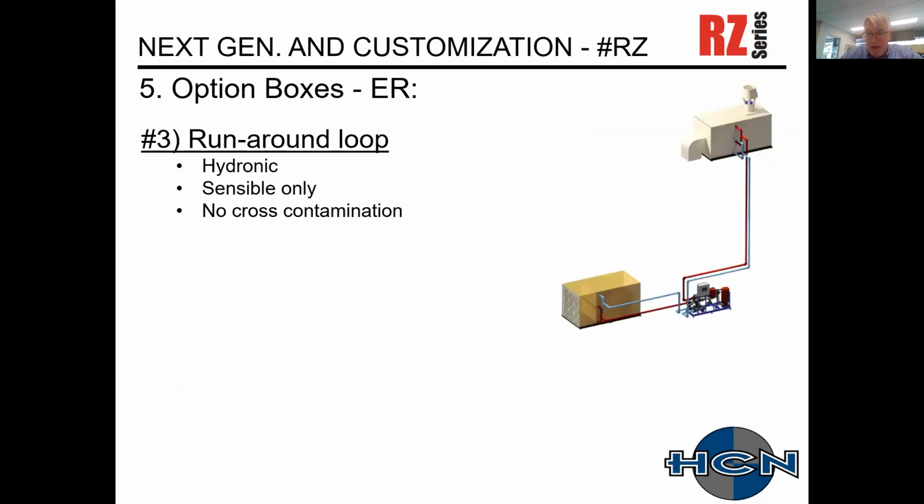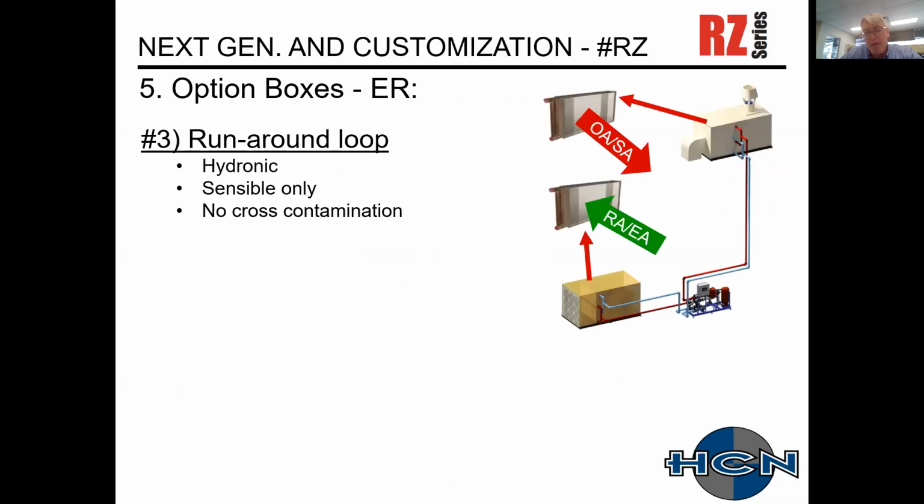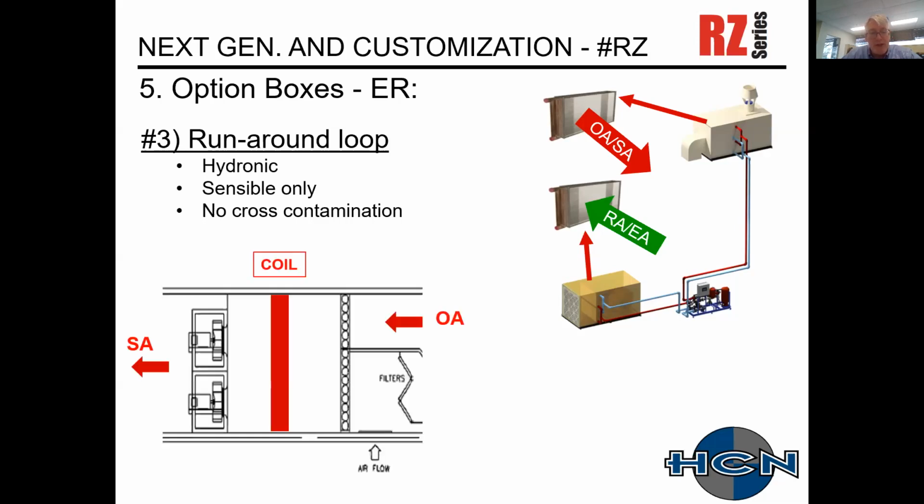Once again, this is nothing new. You have 2 air streams with coils in it. You have hydronic piping. Typically, this is glycol. You have a circulating pump with controls, pump trim, etc., like that. This is sensible only. There's no cross contamination. Here's the location in the unit. This would be in the option box.